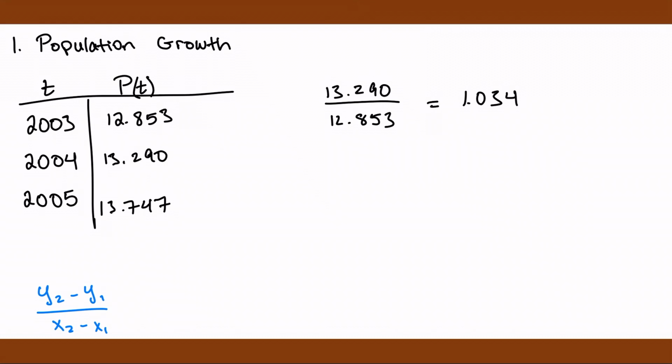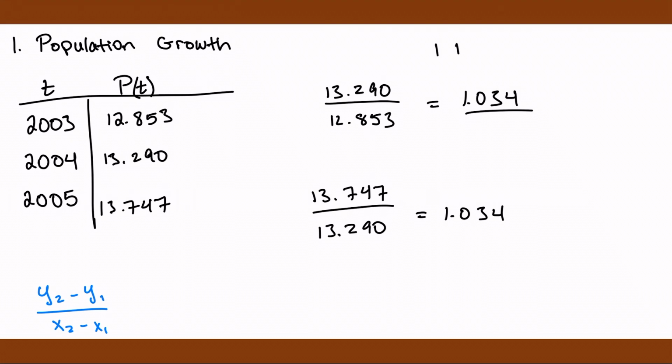And the key for exponential functions is that this ratio is the same through all the data. So 13.747 divided by 13.290 is going to be also 1.034. This will be the same in an exponential function, where we can rewrite this as 1 plus 0.034. So we have 100% before, plus that 3.4% growth. So the growth rate is 3.4% every year or every successive value.